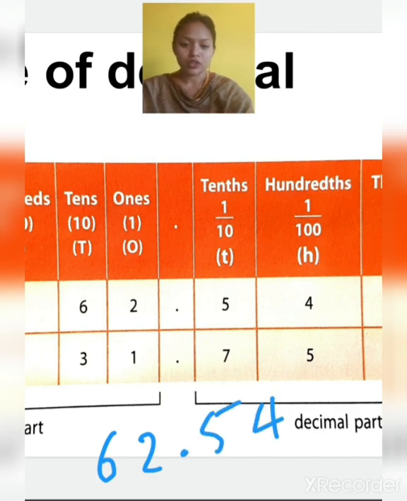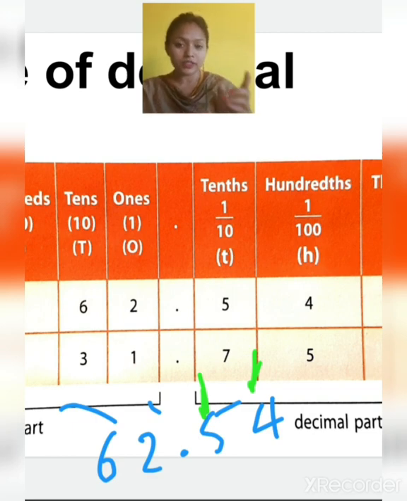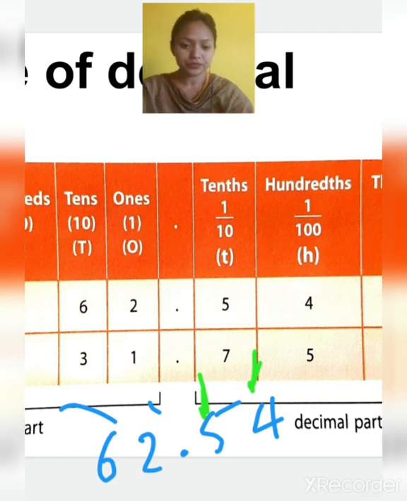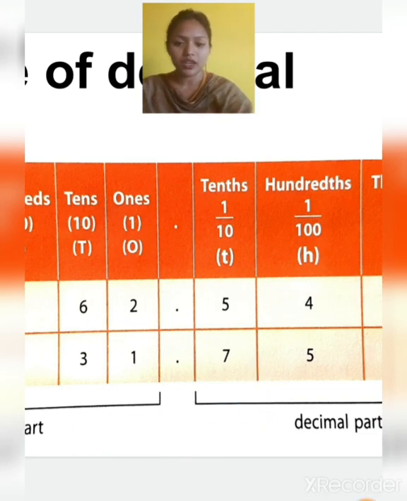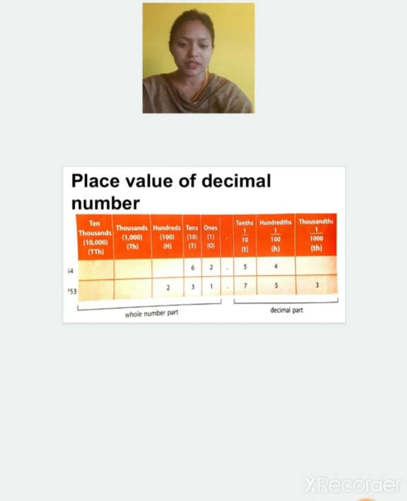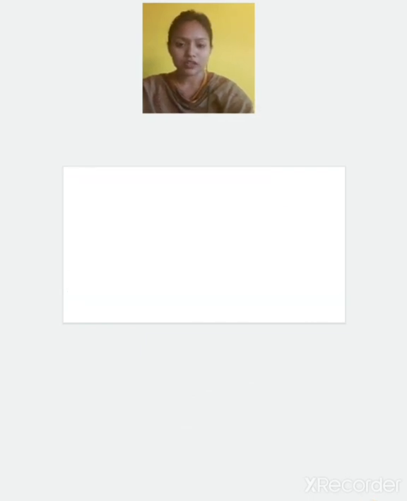This is the ones position, this is the tenth position, and this is the hundredth position. There is no ones after the decimal. After the decimal, tenths start. So this is the way you can represent decimal numbers in the place value chart.